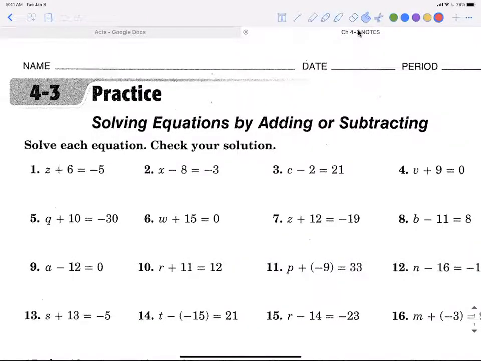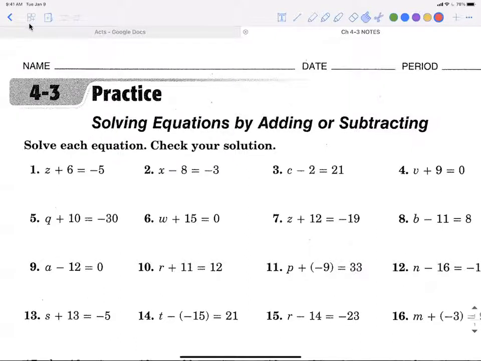All right, chapter 4-3, we are going to be solving equations by adding and subtracting. The difference between what we did last week, which was simplifying or evaluating expressions, and solving equations is that when you evaluate an expression, there's no equal sign. So you're not solving it, you're just simplifying it and combining like terms as much as you can.